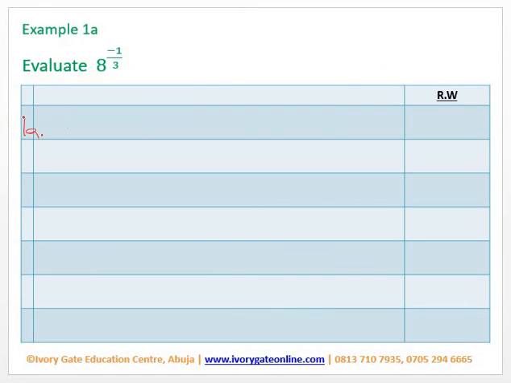So here, we'll write the number 1a, then the equation 8 raised to power minus 1 over 3. Here, two things come to mind. Minus means that it is reciprocal. So in this case, what should come to mind is that this is the same as 1 over 8 raised to power 1 over 3. Then, solving further, this is equal to 1 over the cube root of 8.